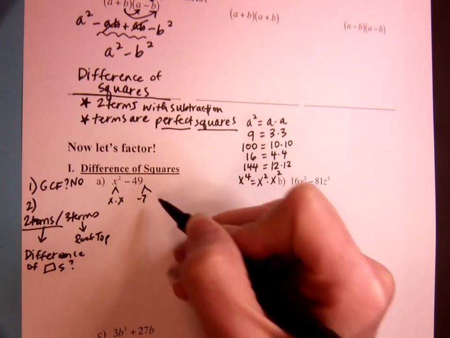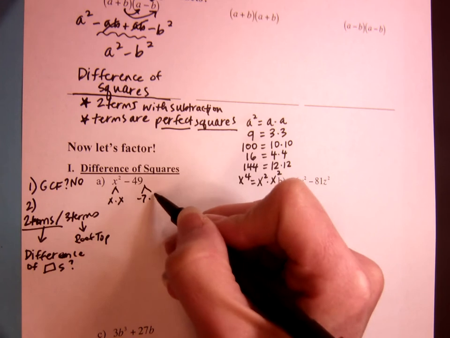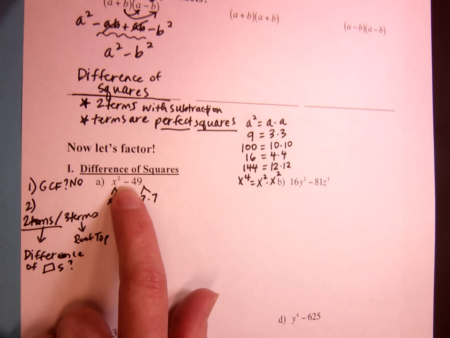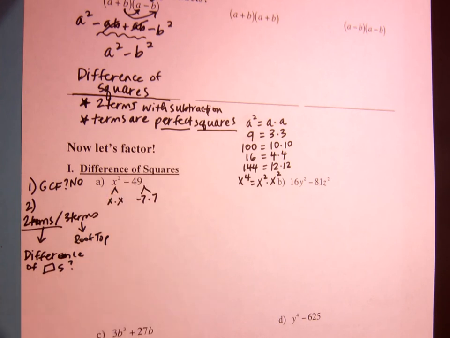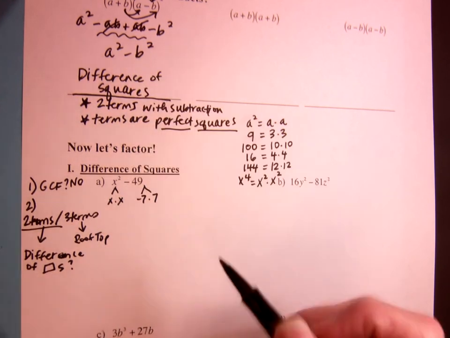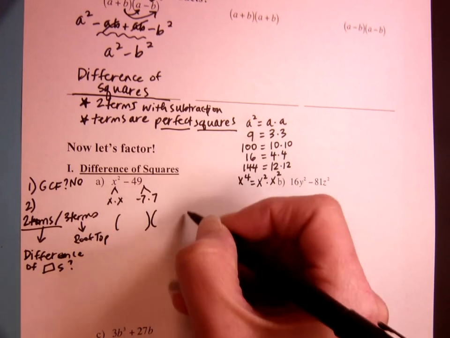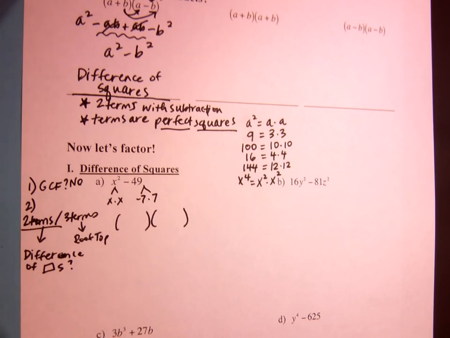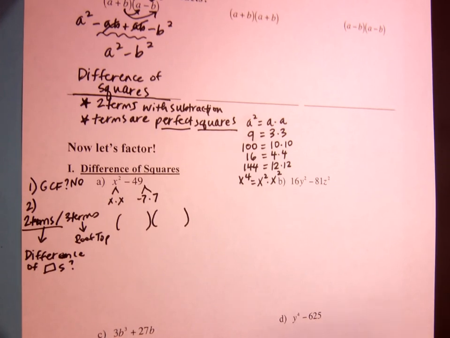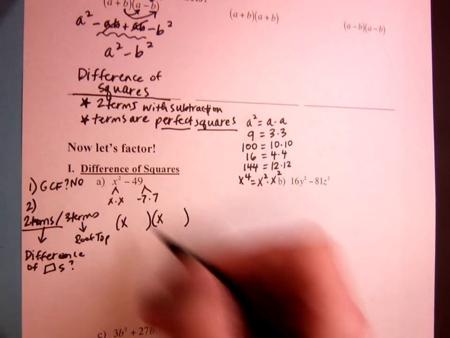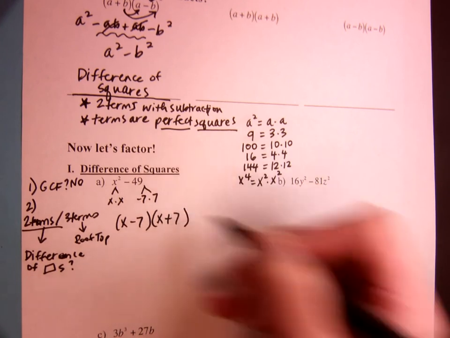49, is that perfect? Is it negative 7 times negative 7 or negative 7 times positive 7? And it's the negative 7 times the positive 7 that makes the negative 49. So does it have a difference then? Yes. That difference, remember, is what makes that middle term go away. Since they are the difference of squares, it makes that middle term go away. So now all we have to do is write our two binomials, our factors for this one. We put our x's at the beginning, and we do x minus 7, and we do x plus 7.